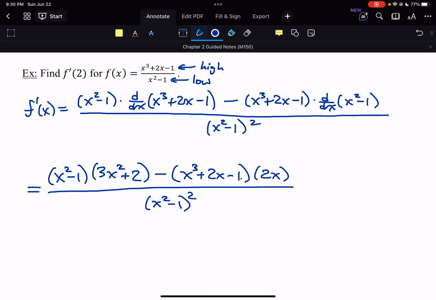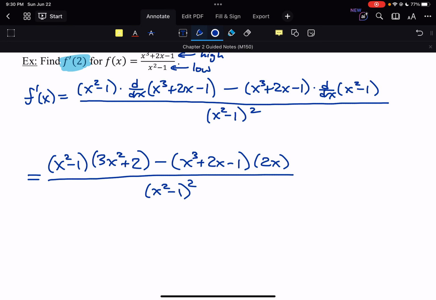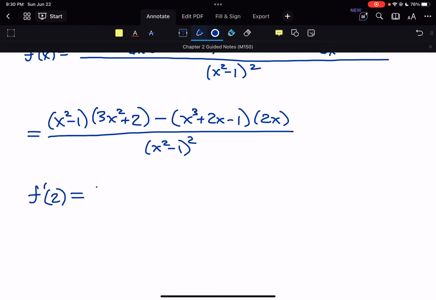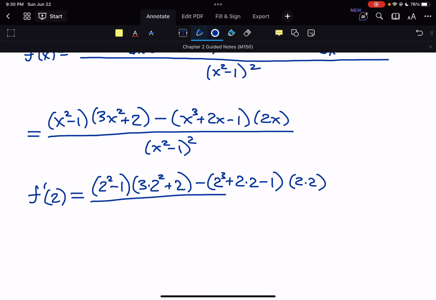Now from here, we could go through and try to simplify this as much as possible, but luckily for us, we're looking for f prime of 2, so we know no matter how much we simplify it, we don't need the final version of the formula. We really just need to plug in 2, and we can do that at any time. So let's do it now. We plug in 2, so we get 2 squared minus 1 times 3 times 2 squared plus 2, minus 2 cubed plus 2 times 2 minus 1 times 2 times 2, all over 2 squared minus 1 squared.